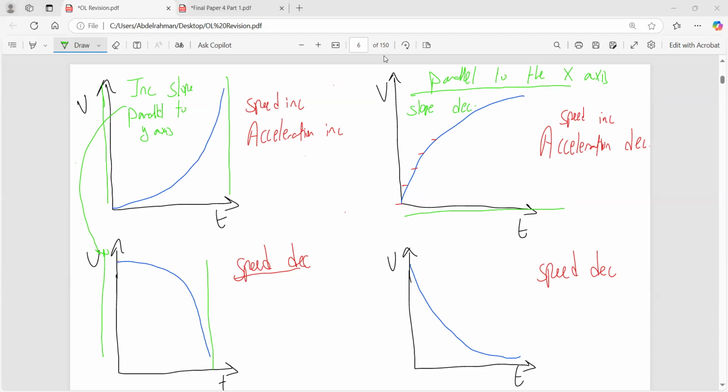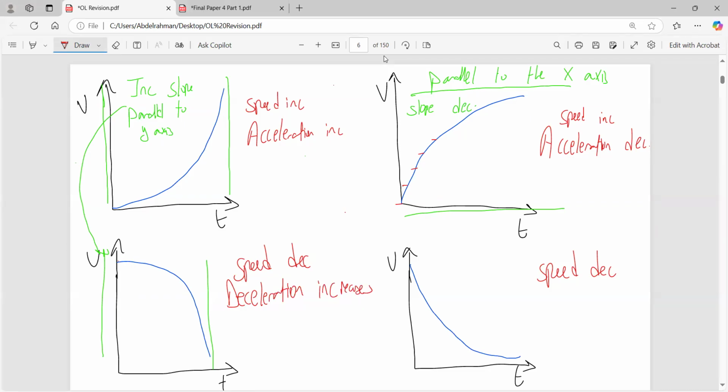The slope is increasing, meaning the acceleration is increasing. Wait, no, here it's not acceleration, right? Here it's called a deceleration. So you can say that the deceleration increases.